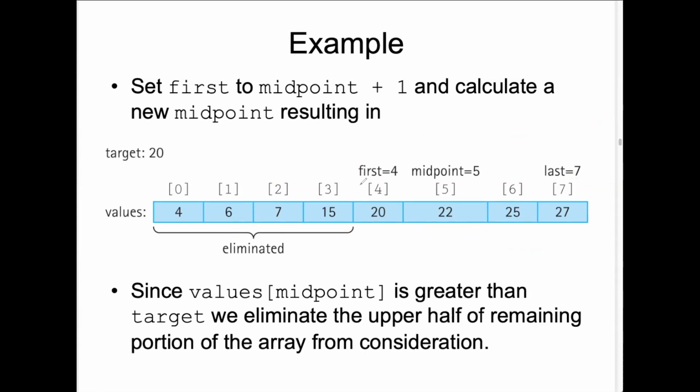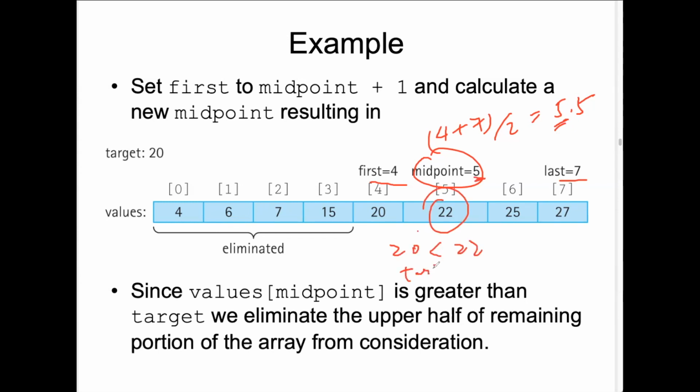Given your first is 4, last is 7, your midpoint is 4 plus 7 divided by 2. This actually gives you 5.5, but we're only taking the nearest integer without rounding. 20 is less than 22, meaning target less than midpoint. The new midpoint we're talking about. Let's move on to the next page.